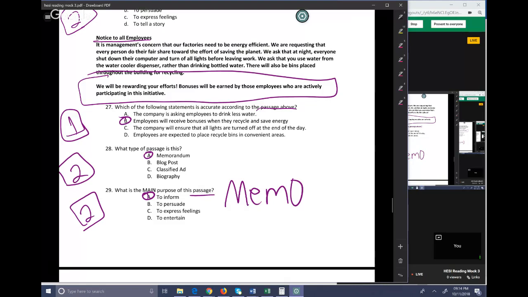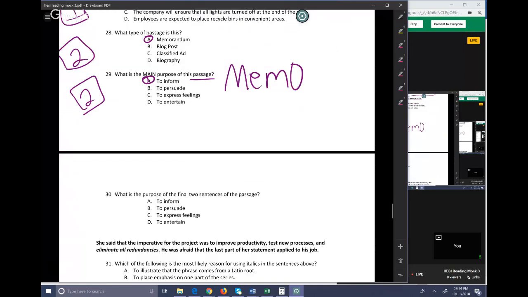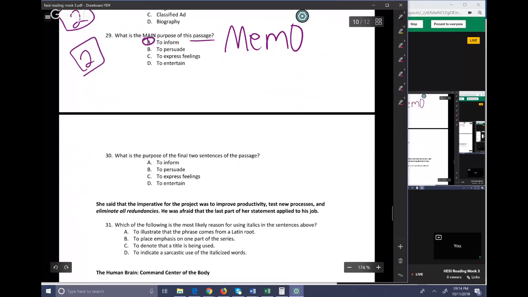But that doesn't make the whole memo persuasive. The memo is telling you, we want you to save energy. Here are the things we are requesting that you do. And then there does happen to be a reward for you to do it, but they mention that at the end. I helped you play this out by giving you another question immediately after that question, again from reading 2.